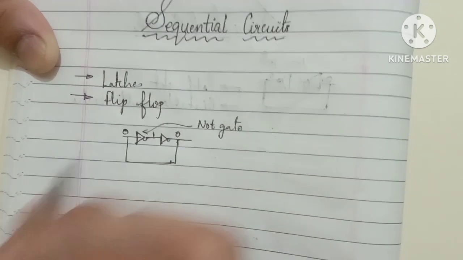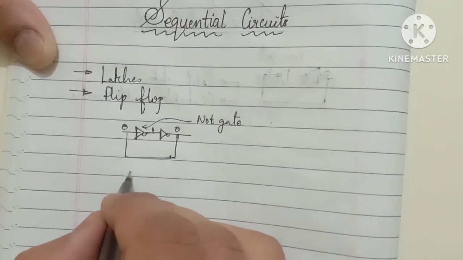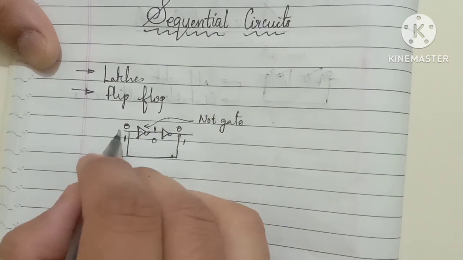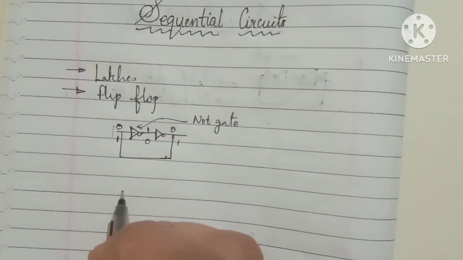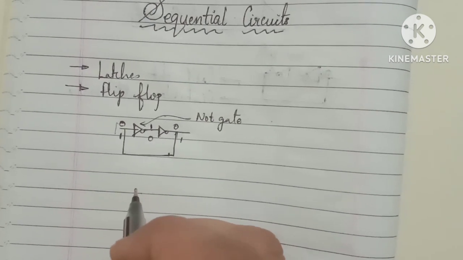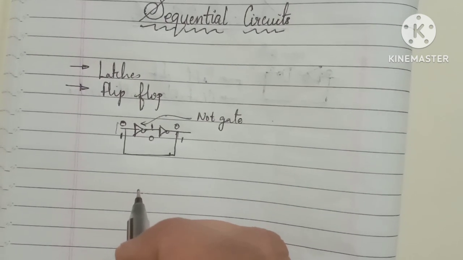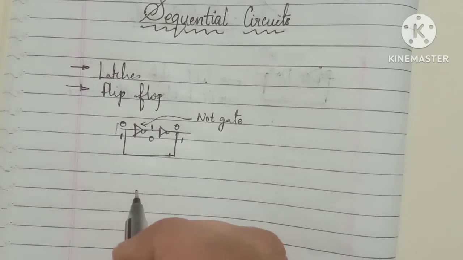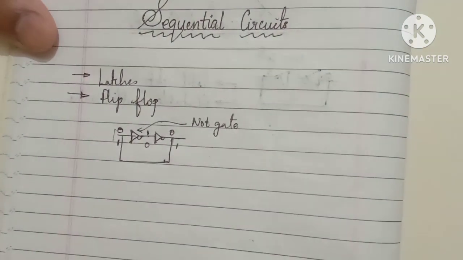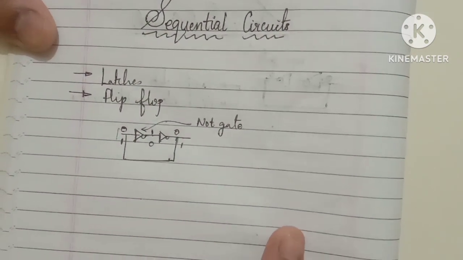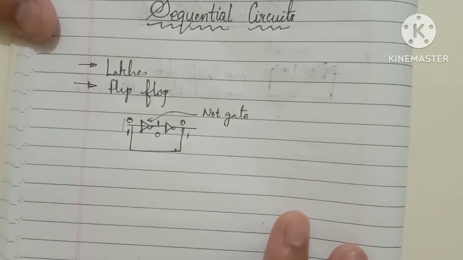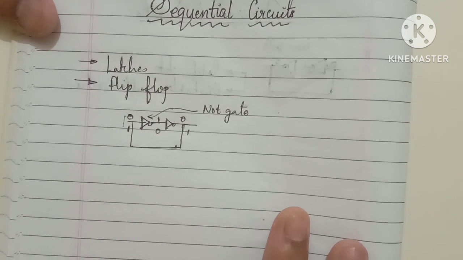So 0 will come here. If you give 1, it will give you 0, and then it will give 1. So bistable means only 1 and 0. It will hold the input, and the output is the same as the input. So it is holding 2 bits. Whatever input you are giving, that only will be the output. That's why it is a bistable multivibrator. So this is also a circuit which is called a sequential circuit. We'll study basically latches, flip-flops and counters in this sequential circuit.